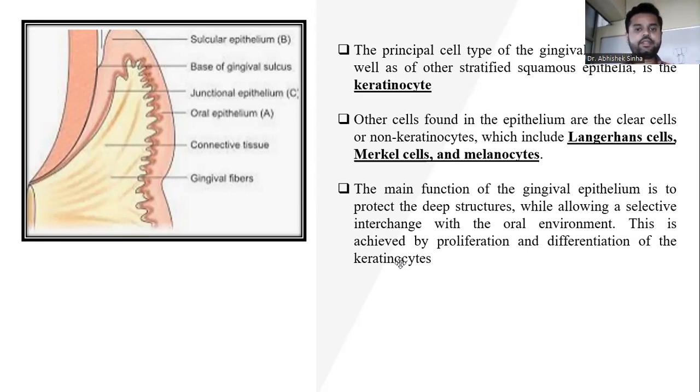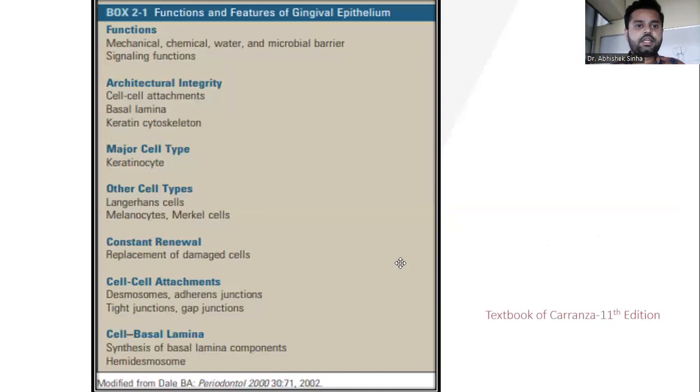Okay. So with the help of proliferation and differentiation of the keratinocytes, the gingival epithelium is able to protect the deeper structures while allowing the selective interchange. So this happens because of proliferation and differentiation of the keratinocyte, which is the principal cell type of gingival epithelium. This is another set of functions and features of gingival epithelium, which has been taken from your textbook of Carranza. You can just very well go through your textbook and try to understand that.